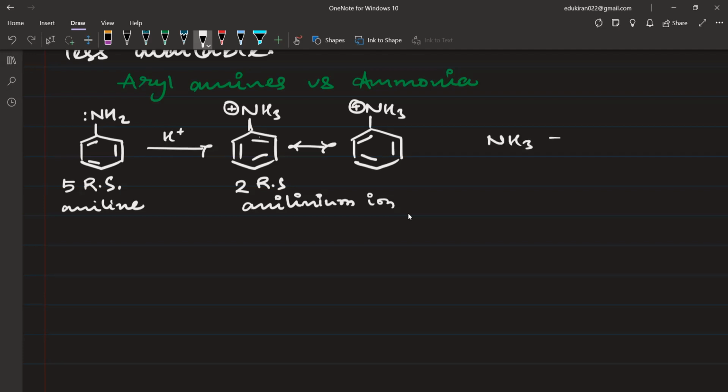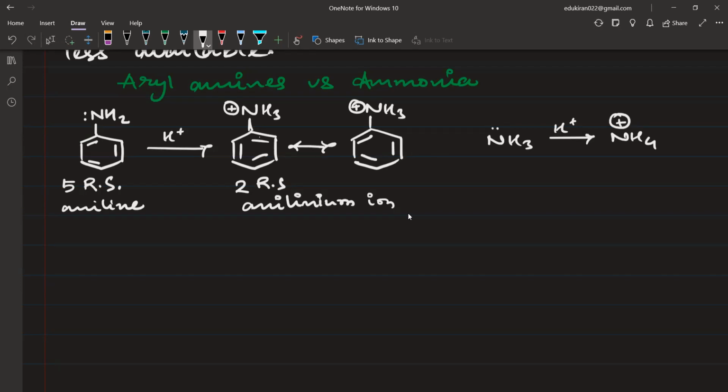Ammonia, NH3: if you convert this to NH4 positive, then this nitrogen atom does not have any stability. Here also there is no resonating structure for the lone pair, so it can easily donate the electrons and form what? The ammonium ion. Okay, so here it can easily donate the electron and act as a base. But the first reason for aniline is what? This lone pair electron is delocalized.